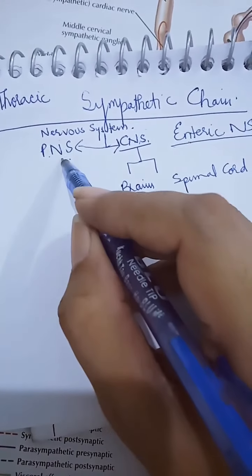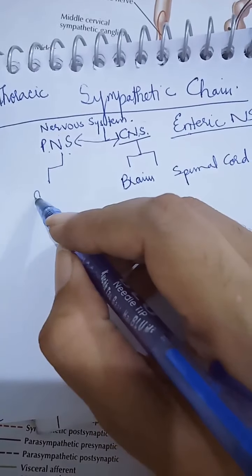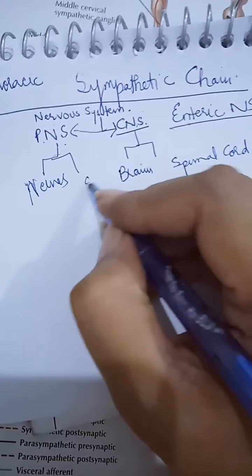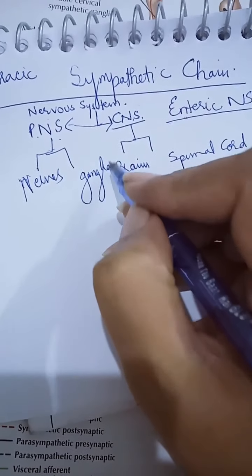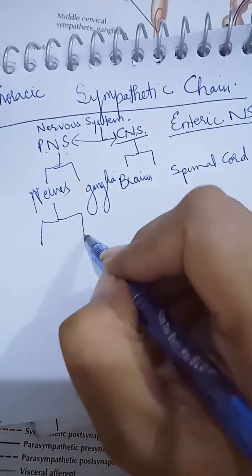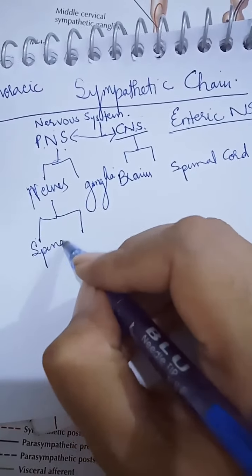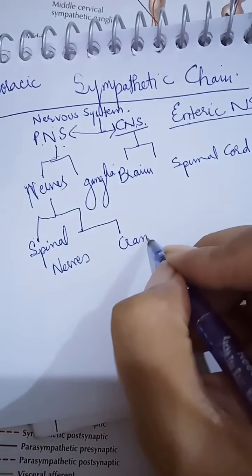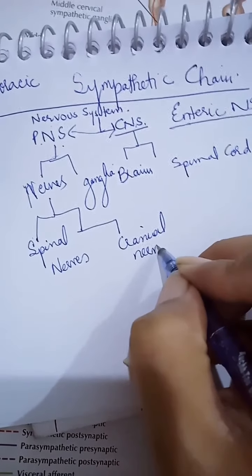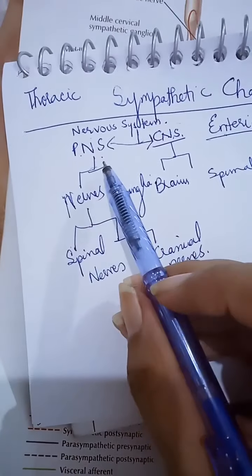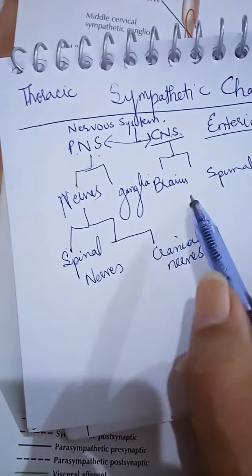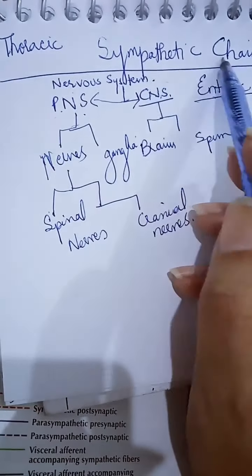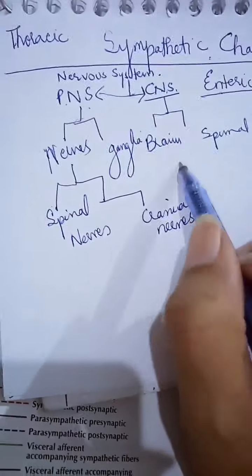So in the peripheral nervous system, what do we have? We have the nerves and the ganglia. And when you say nerves, we have the spinal nerves and the cranial nerves. So here basically what we are going to discuss is the sympathetic portion of the nervous system.